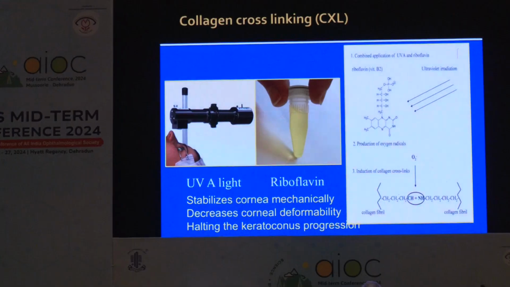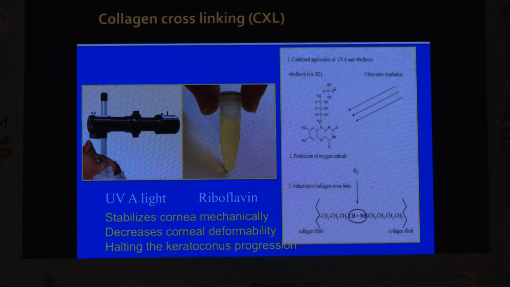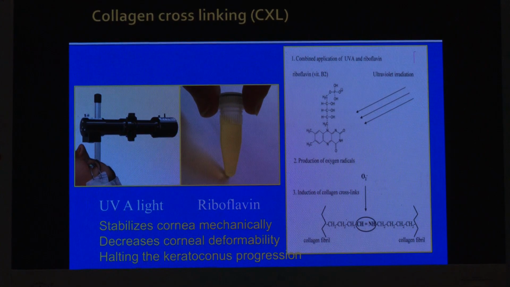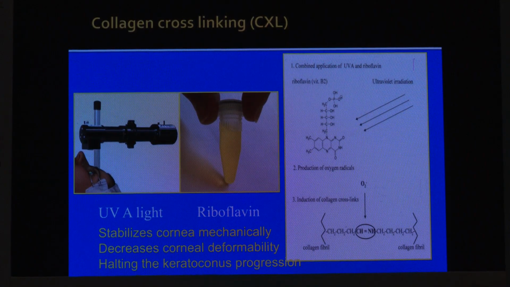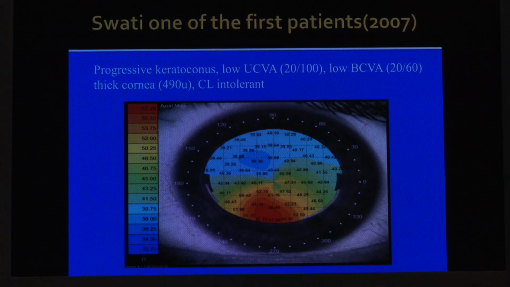Yes, thank you, sir. So basically, what I'm going to talk to you about is the CXL Plus concept, which is both the Athens and the Cretan protocol to do with cross-linking. We all know that cross-linking has proven itself over a couple of decades with more than 1,000 published publications, in which we have seen that it is very successful to stabilize the cornea biomechanically, decrease the cornea's deformability, and of course, to halt keratoconus progression.